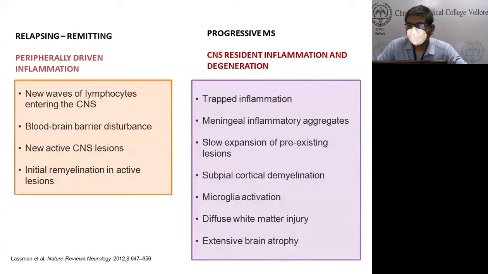So just to summarize what I told you now, you have the relapsing remitting, you have the progressive MS, you have peripherally driven inflammation here. That is, you have the lymphocytes, the autoimmune cells, which enter the CNS through the blood-brain barrier destruction.